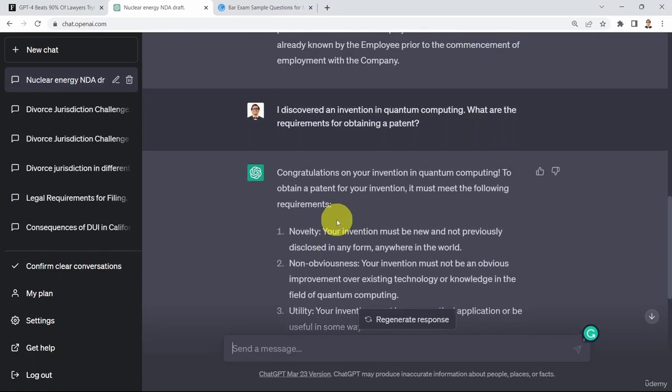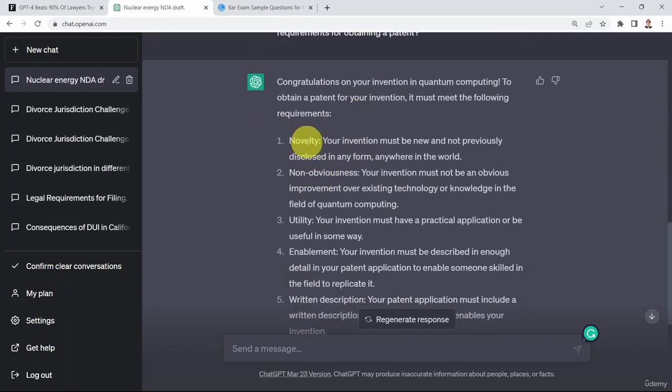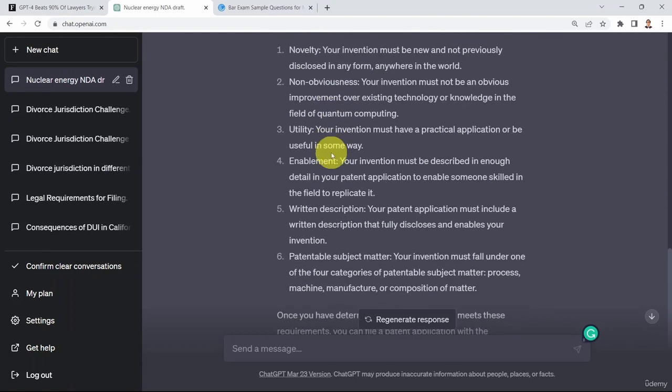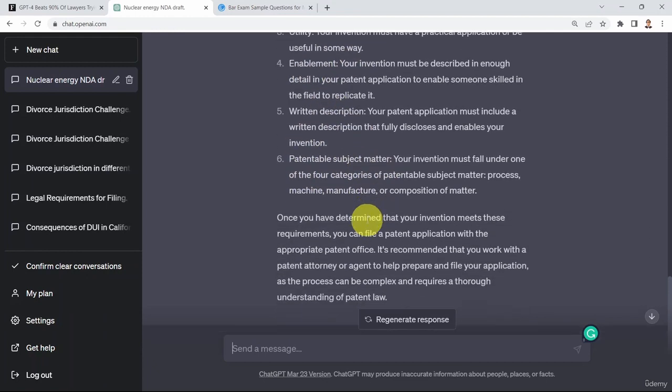And here we go. It's going to tell you, well, congratulations on your invention in quantum computing. To obtain a patent for your invention, first, you must meet the following requirements. It has to meet novelty: the invention must be new and not previously disclosed in any form, anywhere in the world. It shouldn't be in the form of a research paper, like a journal or conference paper, or something somebody else has published before. It has to be non-obvious. It has to offer utility, have practical application, enablement, written description, and patentable subject matter as well.